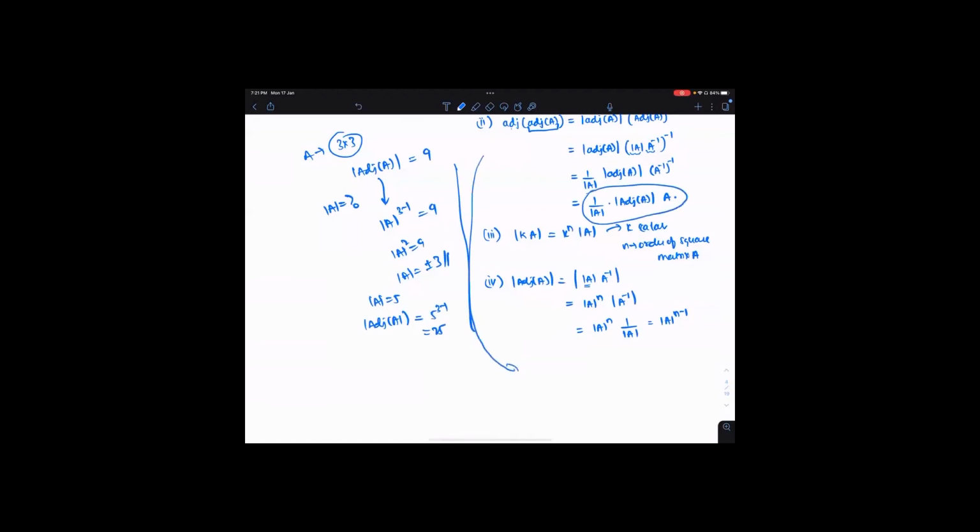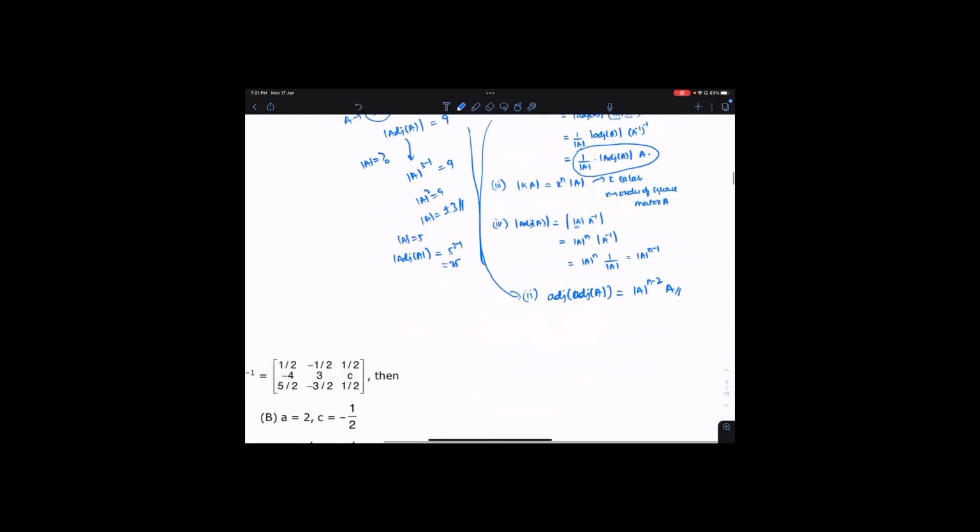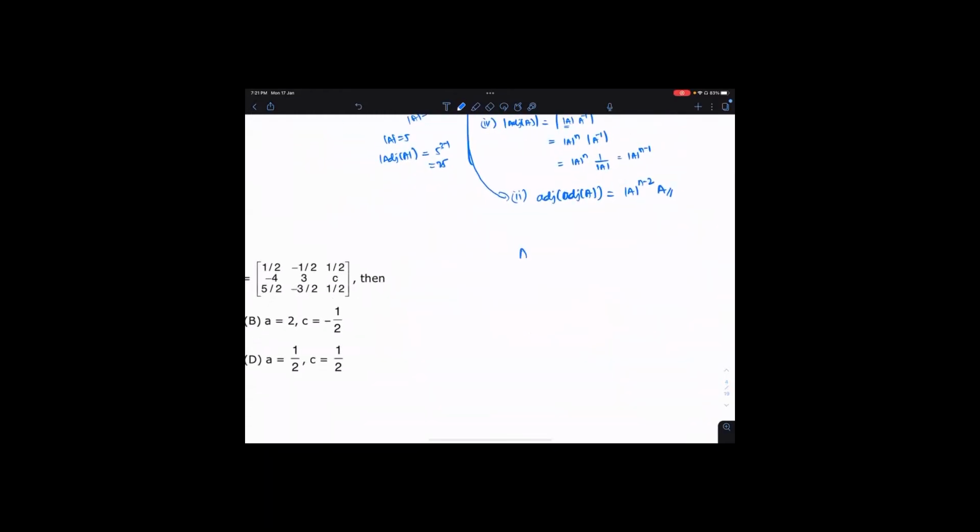So, second point, what we have written, the final result, I will just write down. Adjoint of A will be simply det A power n minus 2 times matrix A. Now let me give you a simple question. If I give you a matrix A, which is [1, -1, 3; 2, 1, 4; 5, 1, 0].